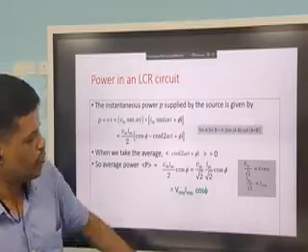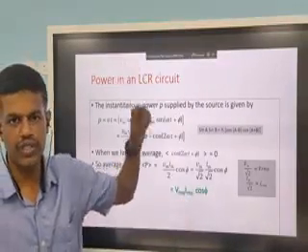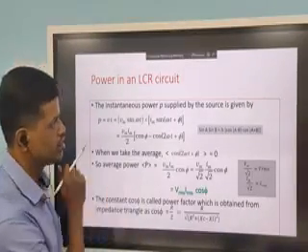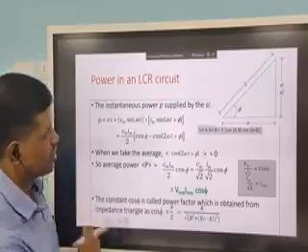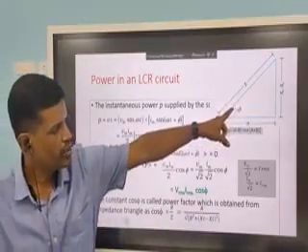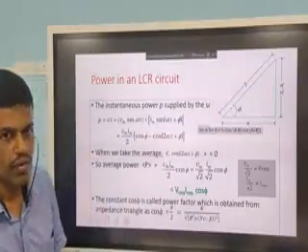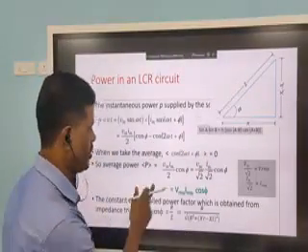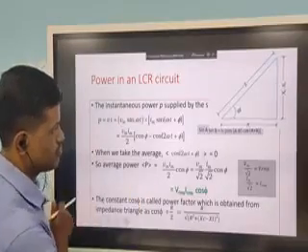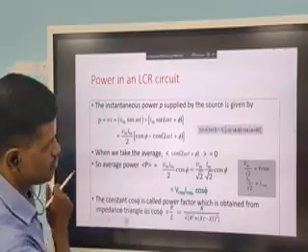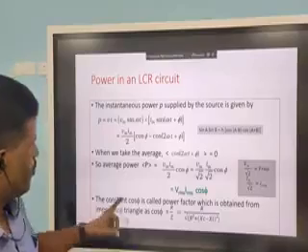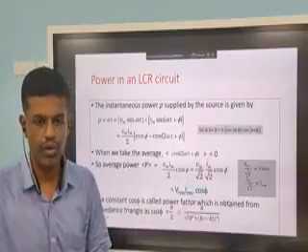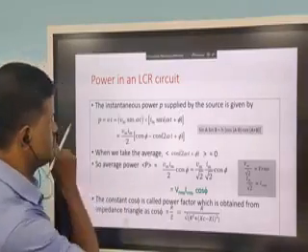We can calculate the power factor from our impedance triangle. The impedance triangle comes very handy for all these calculations. We have the impedance triangle here. What is cos phi? Cos phi is equal to R by Z from the impedance triangle. So, the power in an LCR circuit is equal to Vrms Irms cos phi. Now, let us see the implications of this equation.